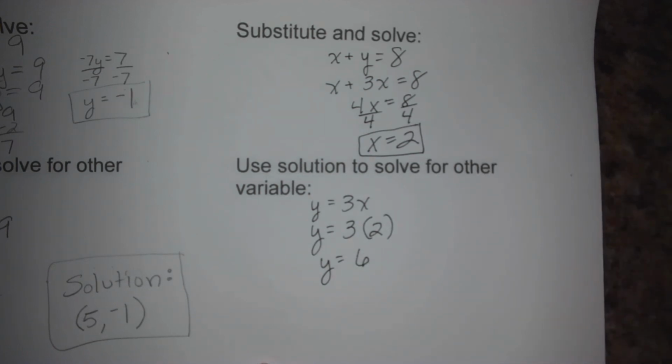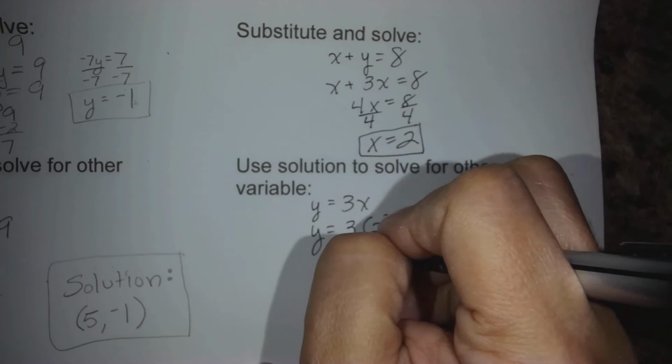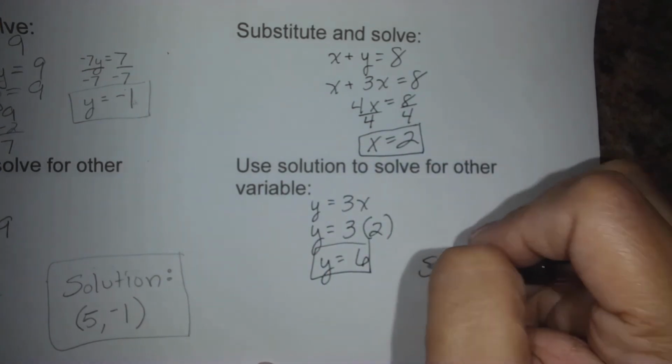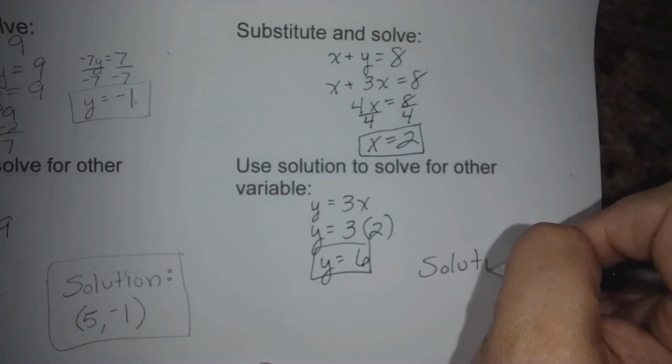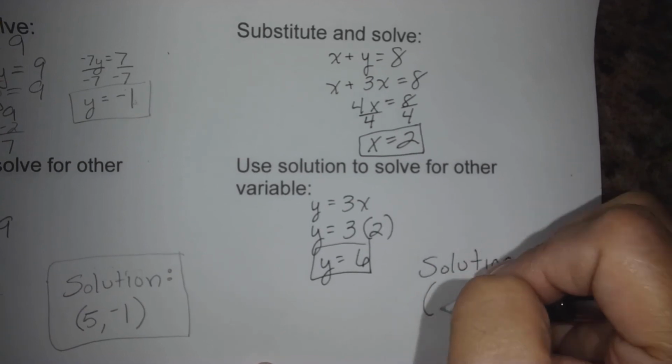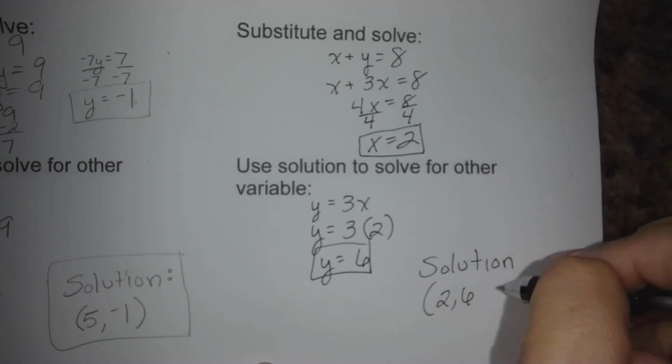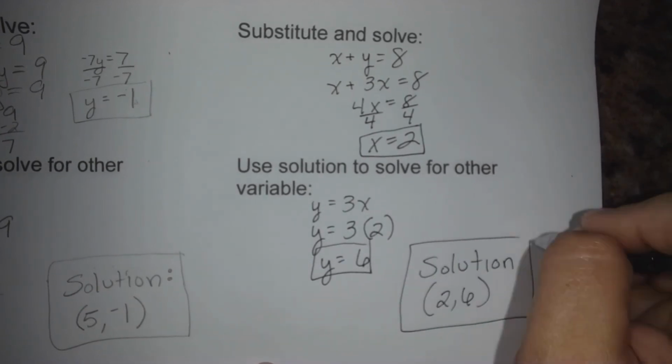I'm almost done. Again, remember, we have an x and a y. So the final solution to this whole system of equations is (2, 6). That is my final answer.